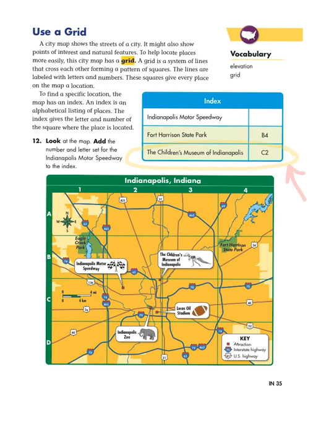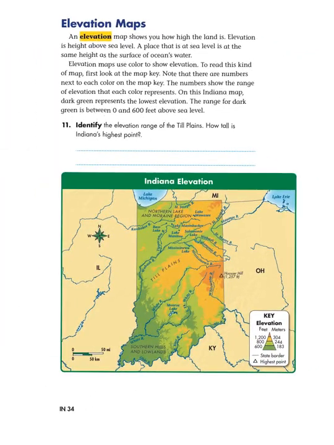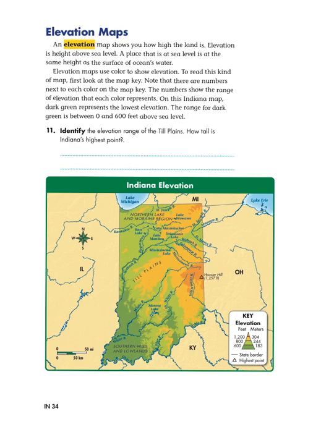Okay? So your job today is to read the text to yourself, both on pages 34 and 35, and you are to complete the embedded tasks within both pages. So number 11, identify the elevation range of the Till Plains. How tall is Indiana's highest point? Number 11 has one number to it, but you're going to notice it's got a command that ends in a period, and then a question that ends in a question mark. So that actually needs you to do two things using the 2 lines that are provided right here.